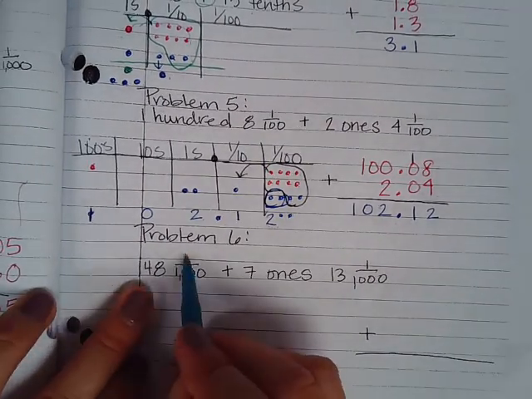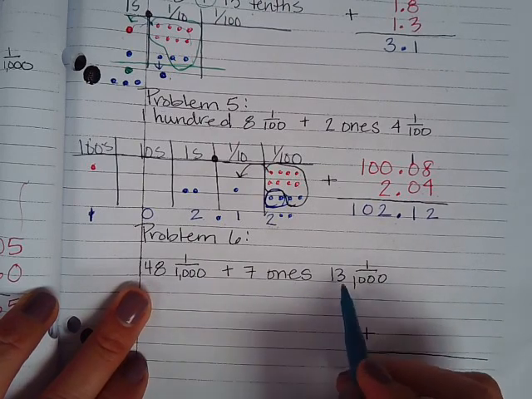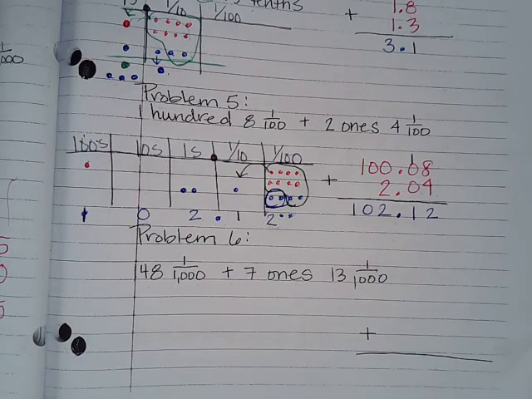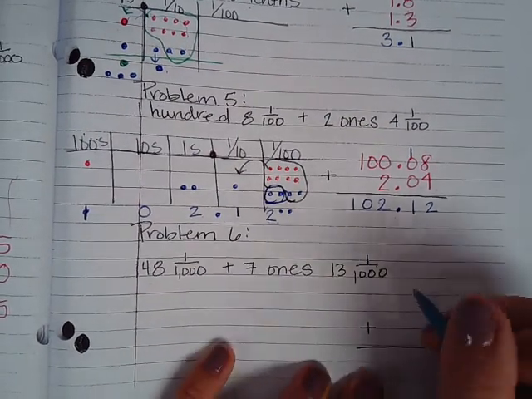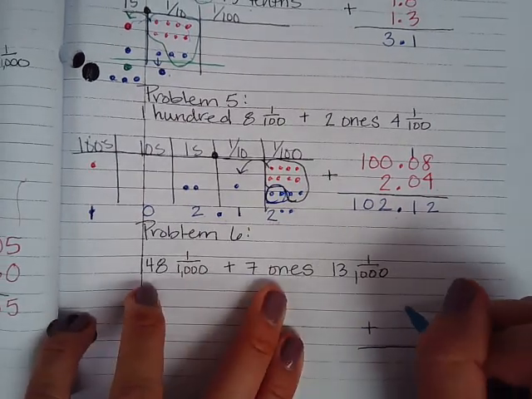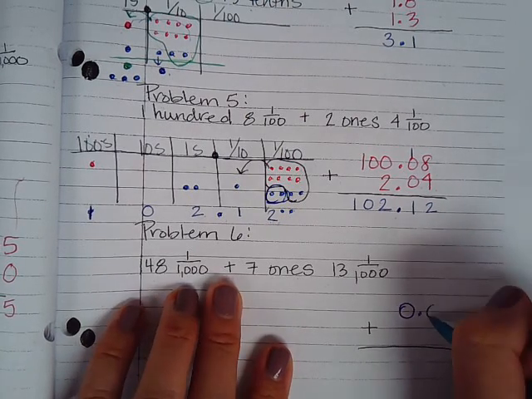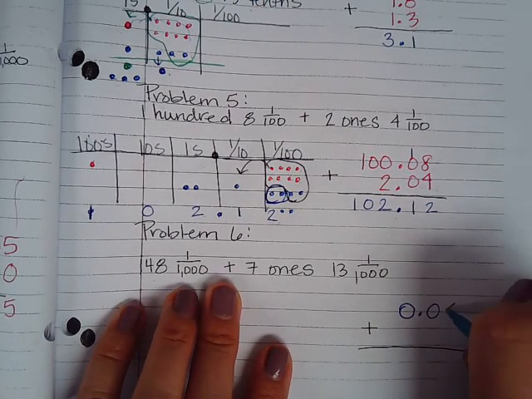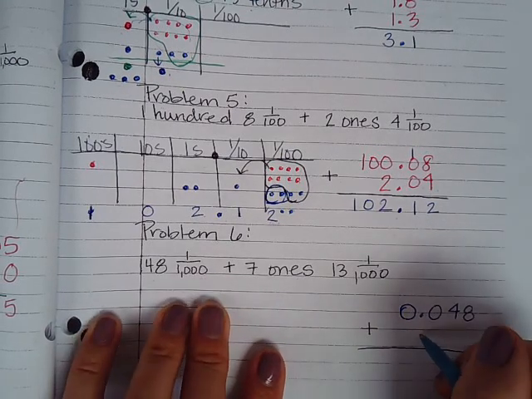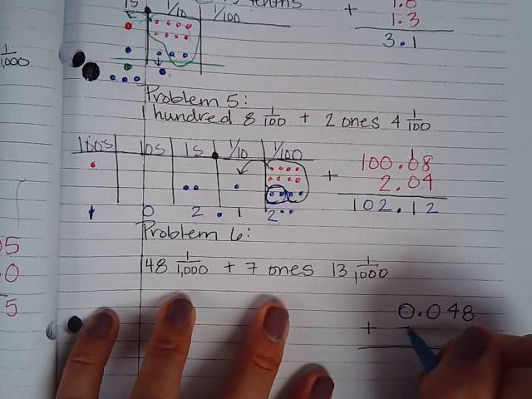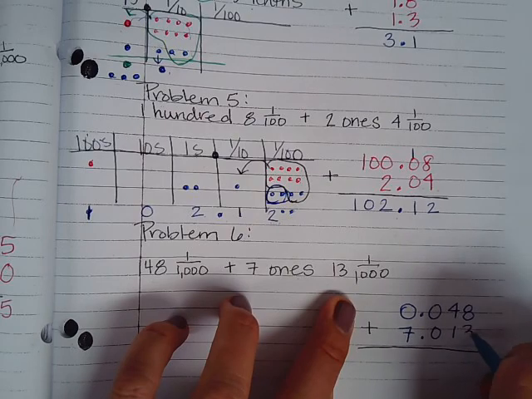Now, 48 thousandths plus 7 ones and 13 thousandths. So let's first figure out what our number looks like. So we have thousandths and we have ones. So we're going to have to record 0.048 plus 7 ones and 13 thousandths.